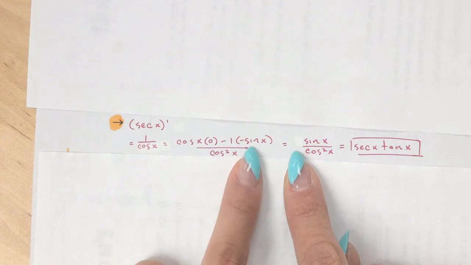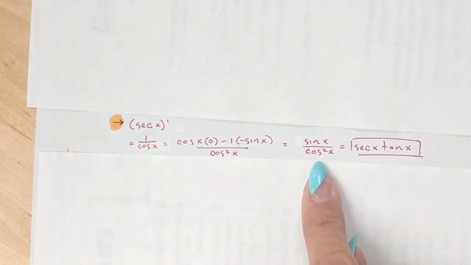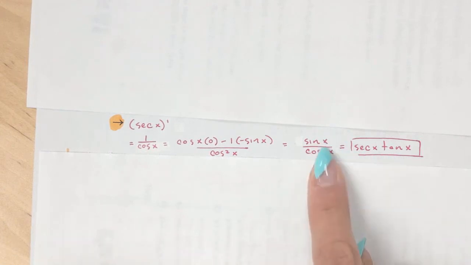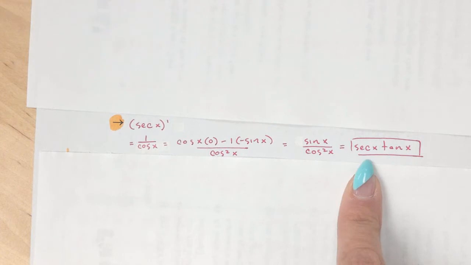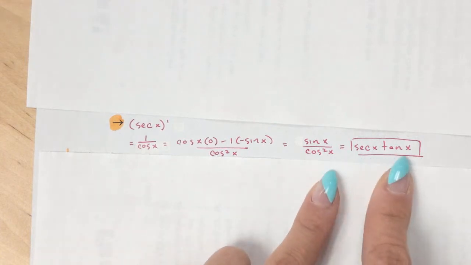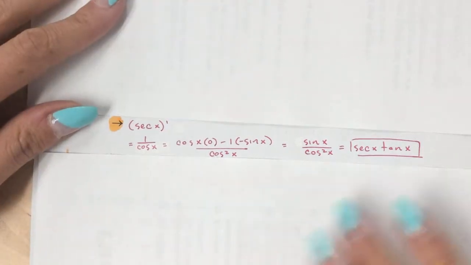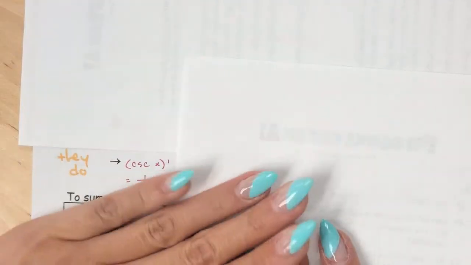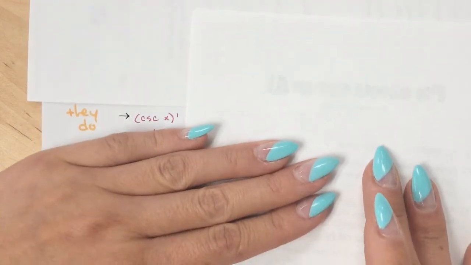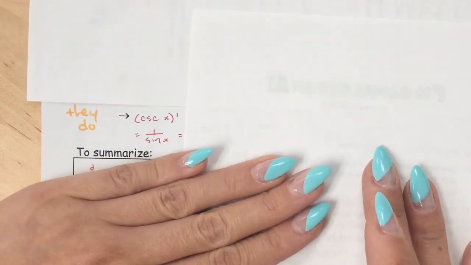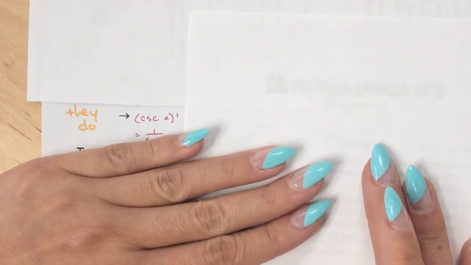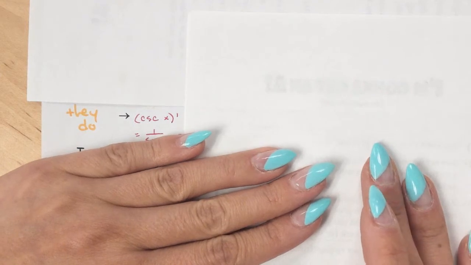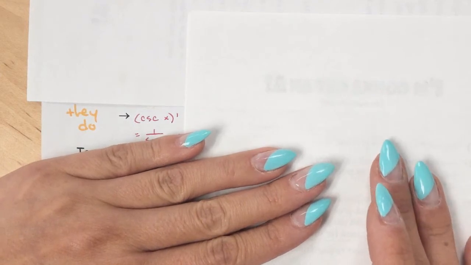And then if I multiply everything out, I get a positive sine on top, and I get a cosine on the bottom. Sine over cosine, isn't that tangent? And then 1 over cosine, isn't that secant? So that's how you would get secant x tangent x. Okay, so you guys are going to find the derivative of cosecant. Obviously it starts with that. So find the derivative of cosecant x and see what you get. And then check on the homework help line, okay?